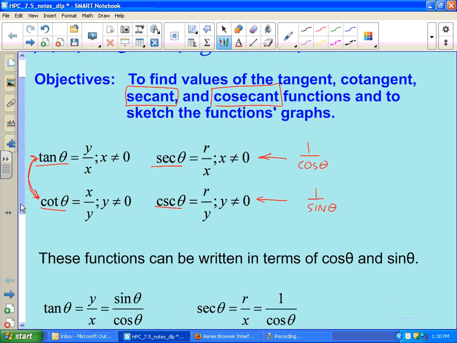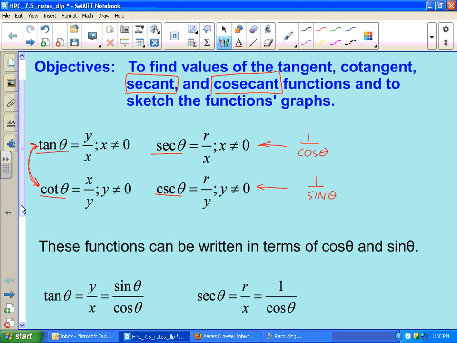You'll notice we're talking R's and X's and Y's again. Remember that these could also be O's and H's and A's for opposites, hypotenuse, and adjacent. But what happens in reciprocals? We know reciprocals mean to flip the fraction over. So if cosine was x over r, if I flip x over r it becomes r over x, then we're talking about secant.